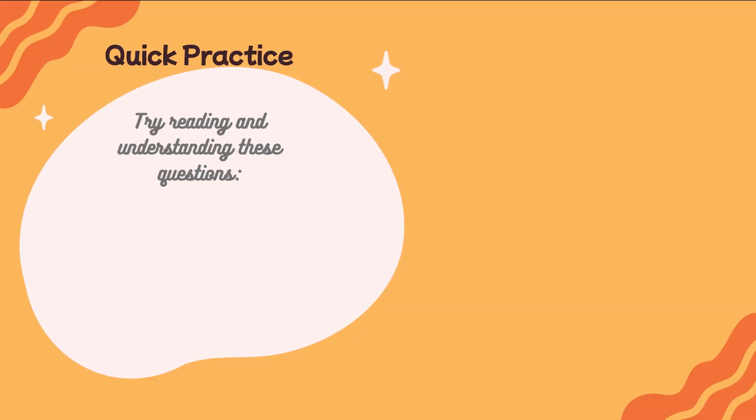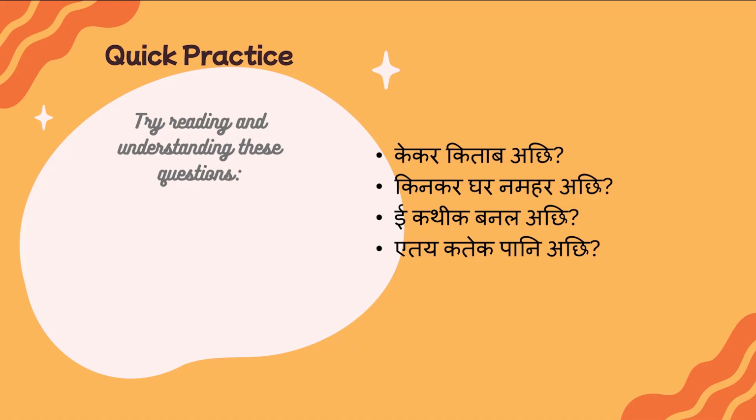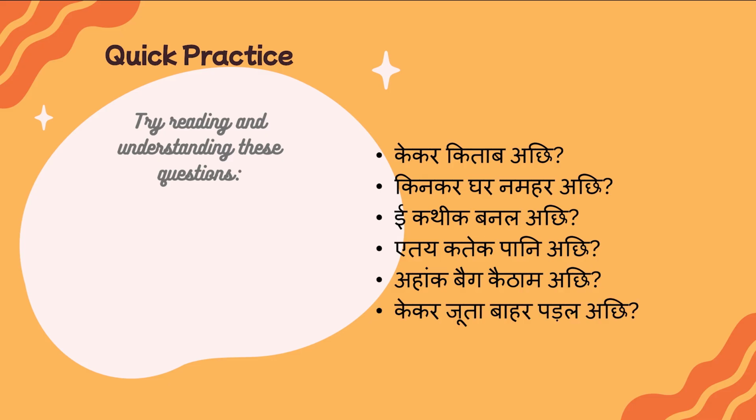So, let us do a quick practice of these. Kekar kitab ach, kinkar ghar namhar ach. Kekar kitab ach would mean whose book is this. Kinkar ghar namhar ach would mean whose house is big. Namhar means big or bigger. E kathik banal ach. Here kathik is of what, banal is made. So, of what is this made? Ete katek pani ach. How much water is here? Ahak bag kaitam ach. Where is your bag? Kekar juta bahar paral ach.